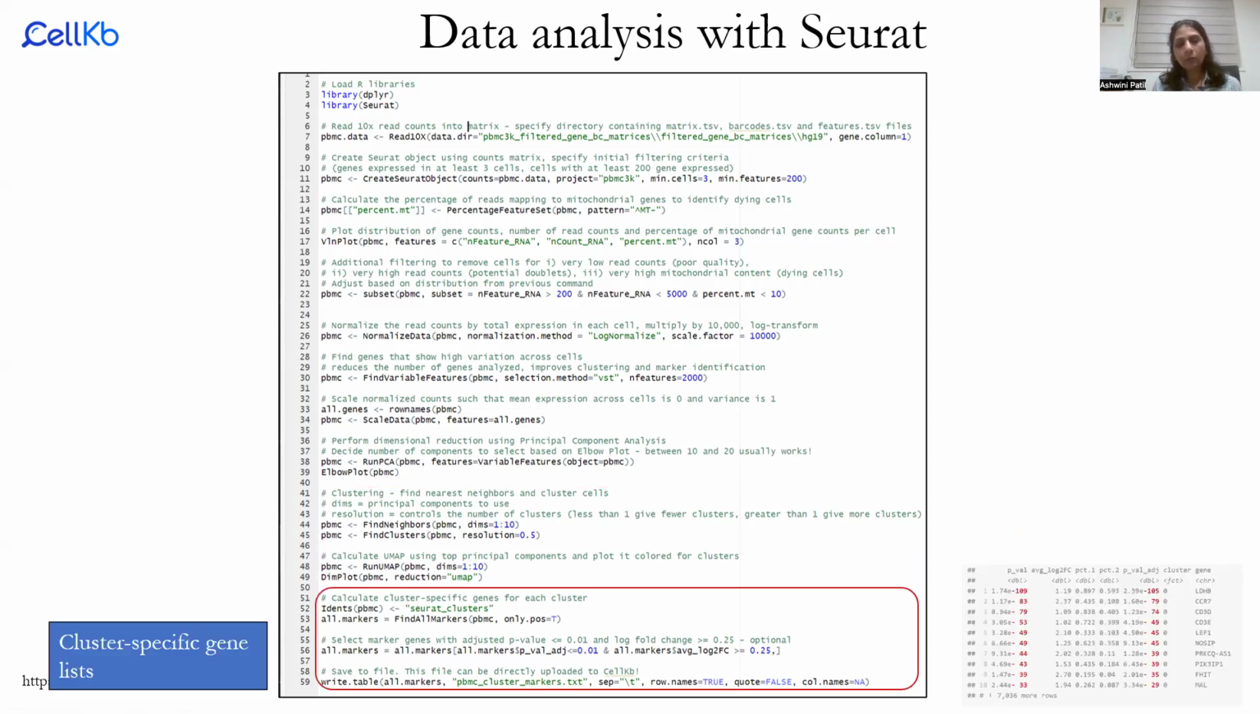Once you have the initial clusters, you can identify the cluster-specific gene lists using the FindAllMarkers function. The p-value is calculated by default using the Wilcoxon rank sum test. You can have different thresholds for log fold change or p-value, depending on how many differentially expressed genes you want per cluster of cells. Then you write this to a file, and this is what you can use to annotate your data, either manually based on clusters or using automatic methods.